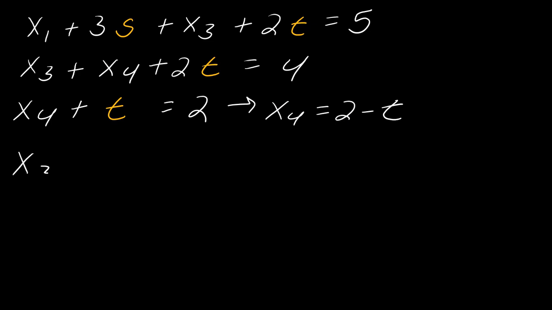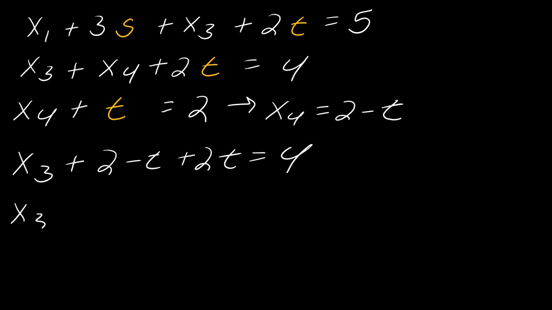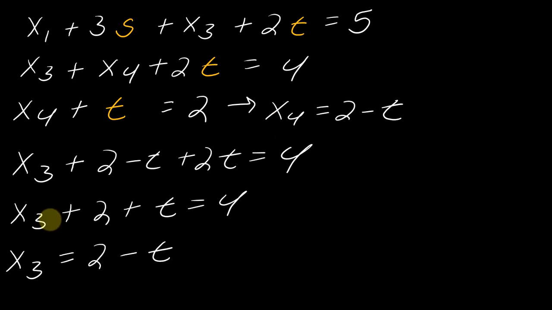Next I'm going to move up here, so I can replace my x4 with this equation. I'm going to have x3 plus 2 minus t plus 2t equals 4. So that's x3 plus 2 plus t equals 4, and then I can subtract everything off to get x3 equals 2 minus t. I subtracted the 2 from the 4 and the t from the 4. Okay, cool. And now I need to use this for the last equation. I'll make a little space here.